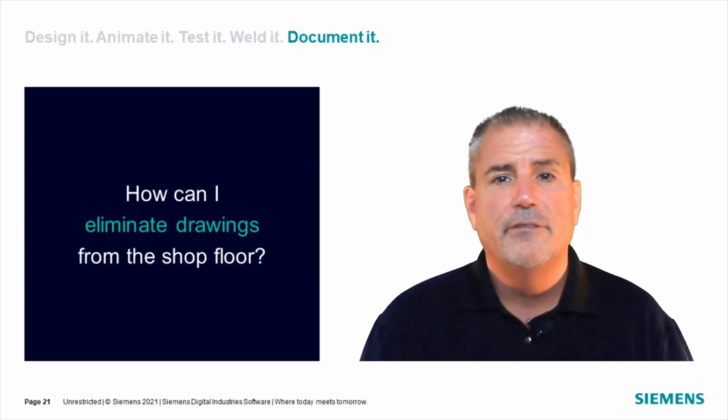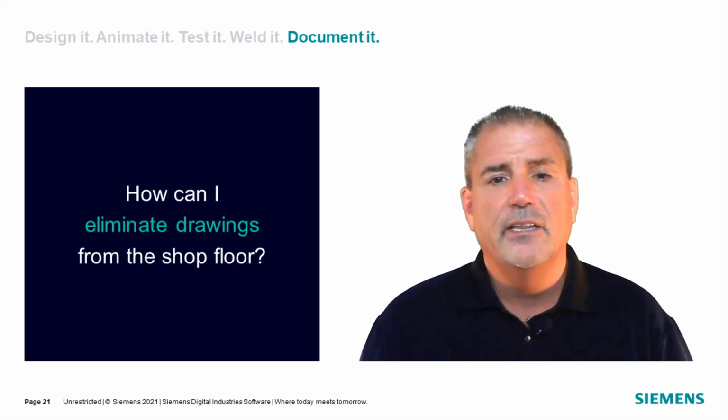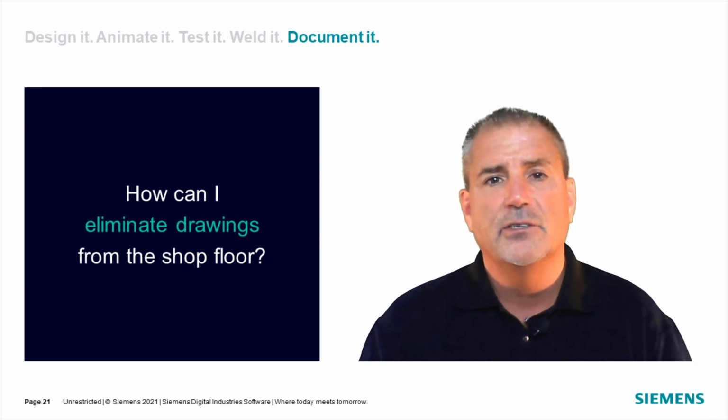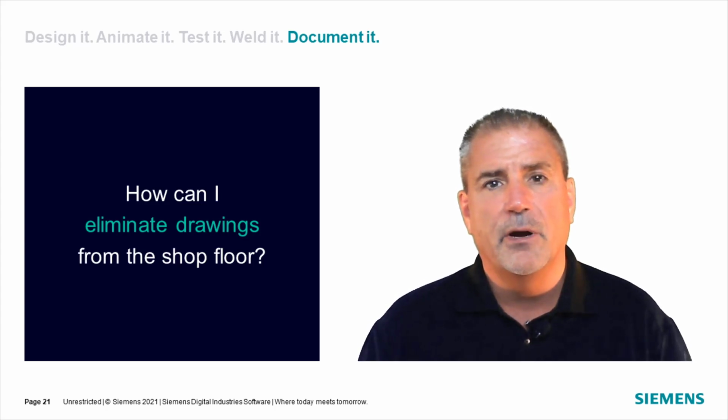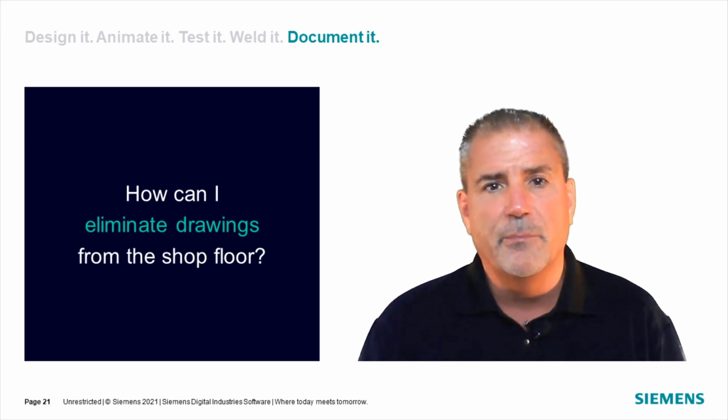Thank you. Finally, our last step, document it. And really, when I say document, it's how can I eliminate drawings from the shop floor? What we need here is a wealth of different information that sometimes isn't even on traditional drawings. We need things like cut lists and part lists and welding information and other dimensional sizes and tolerances to be able to manufacture that product.